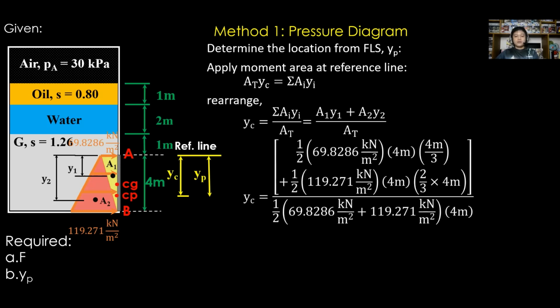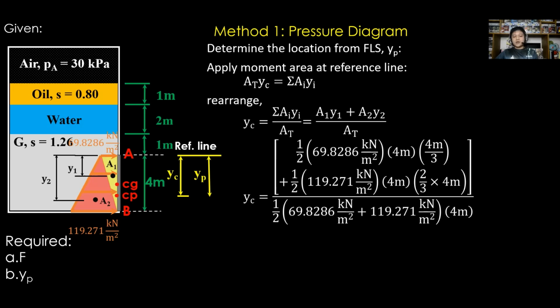the quantity for the first shape, we have the area of the triangle, so 1/2 times the base, 69.8286, times the height of the triangle, which is 4 meters. Then multiply with the moment arm with respect to its centroid, we have 1/3 of 4 meters. Then plus, we have 1/2 times the base of the second shape, that is 119.271, times the height, which is 4 meters. And multiply by the lever arm with respect to its centroid, that is 2/3 of 4 meters.